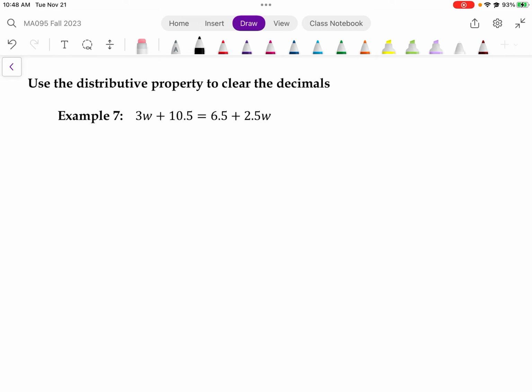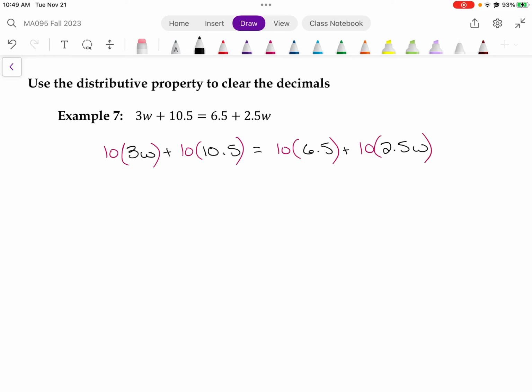So this time I'm going to write this out a little bit bigger. So I've got 3w plus, so I'm giving myself space, a little spaced out is what I'm looking for. 10.5 equals 6.5 plus 2.5. Now all of these have a tenths, right? That's the decimal that's the farthest to the right, tenths. So what we want to do is multiply everything by 10. If you multiply everything by 10, it will get rid of the decimals.